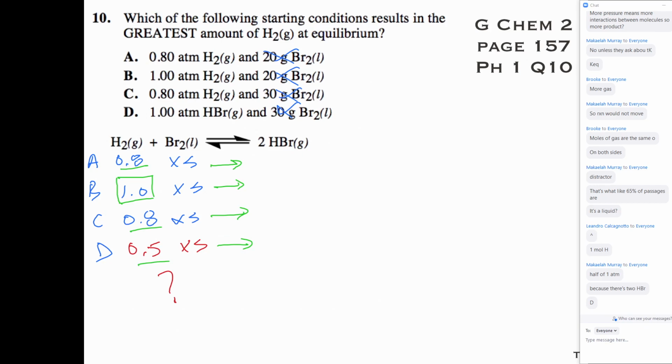So why am I saying that if I have 1 atmosphere to start out with? So choice D, if I start with 1 atmosphere here, and it goes this way, why am I saying it's only 0.5 atmospheres? Because it's a 2-to-1 ratio stoichiometrically, and I need 2 H's. I need 1 H from one HBr and 1 H from another to get this. So I have 1, I can only get half.